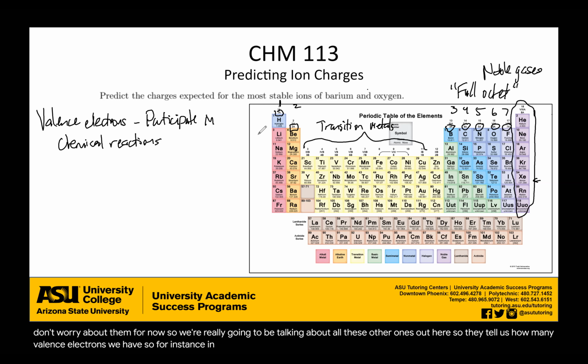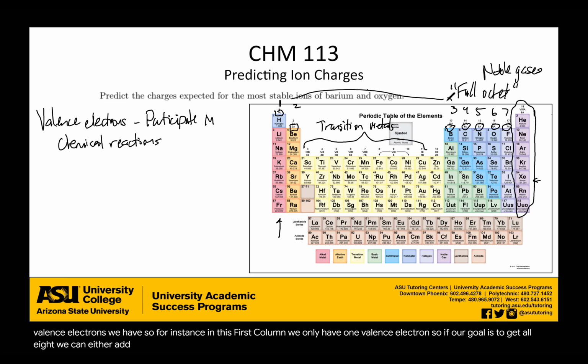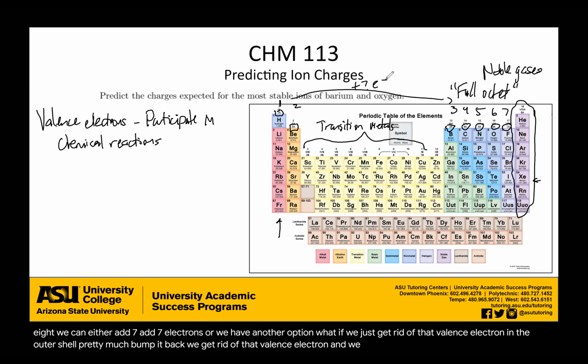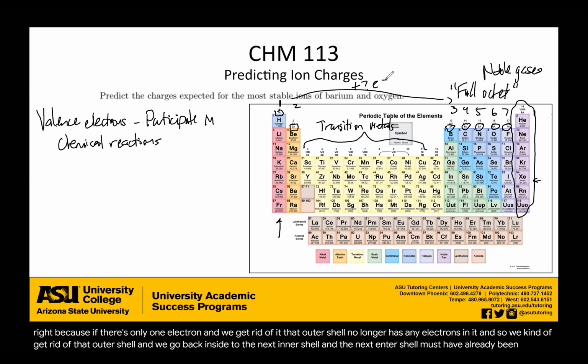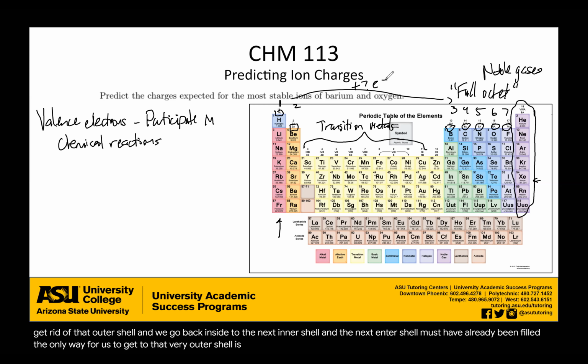For instance, in this first column, we only have 1 valence electron. So if our goal is to get all 8, we can either add 7 electrons, or we have another option. What if we just get rid of that valence electron in the outer shell? We essentially get rid of that entire outer shell, because if there's only 1 electron and we get rid of it, that outer shell no longer has any electrons in it. We go back to the next inner shell, and that inner shell must have already been filled, because the only way to get to the outer shell is if the inner one was already filled.